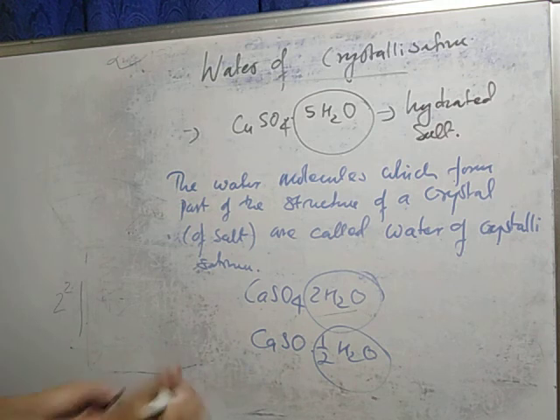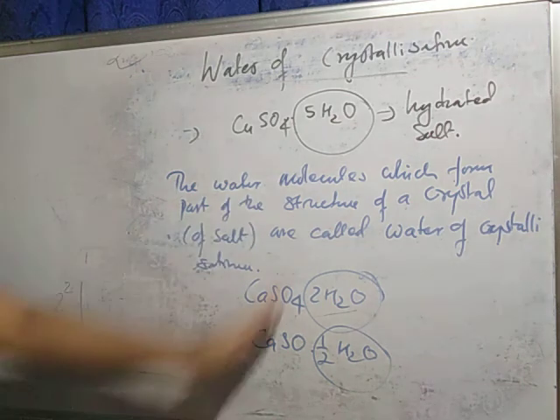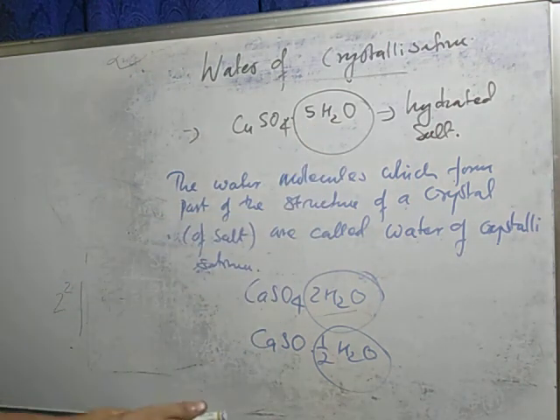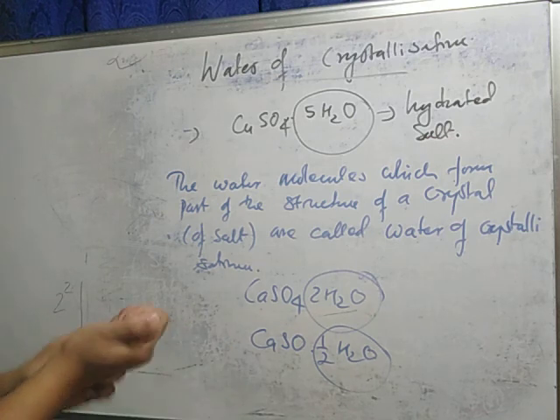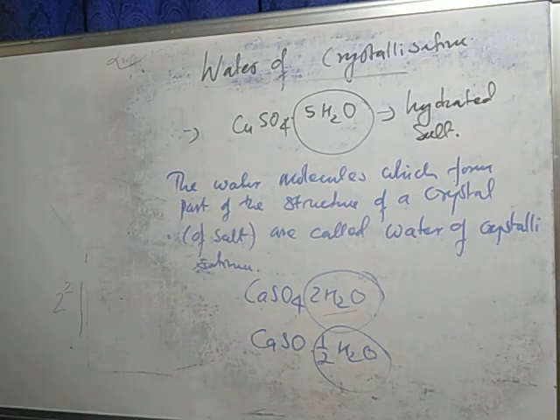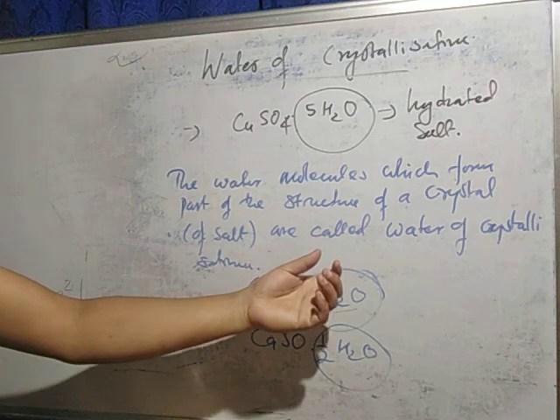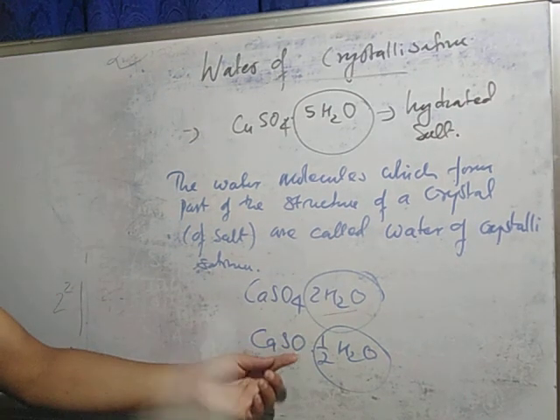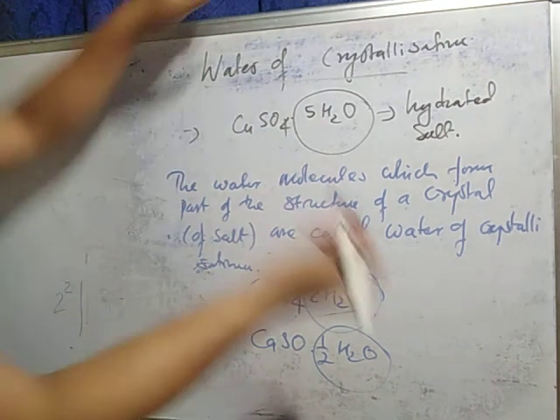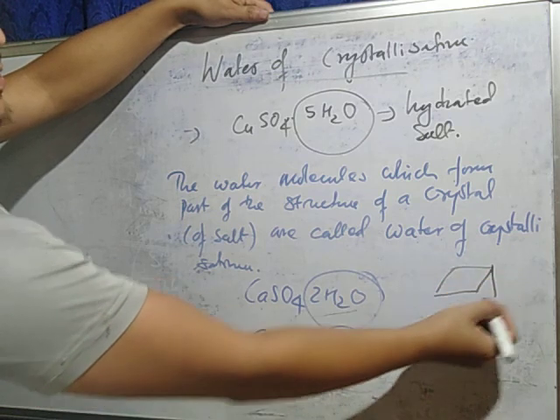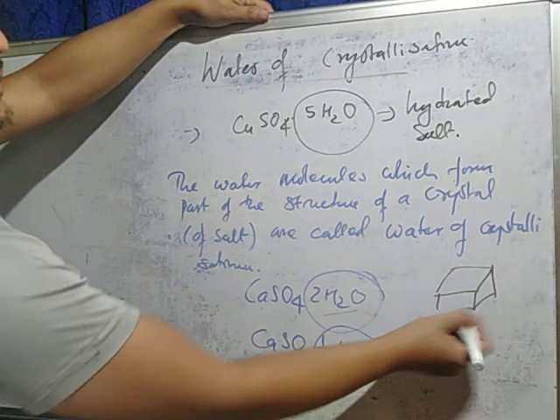So that ends your chapter. This type of salt is called hydrated salt. Where there is water, those types of salt are called hydrated salt, and the water molecule present in that particular salt is called water of crystallization, clear. So this crystal you will study in class 11. Salt looks like a crystal, isn't it?